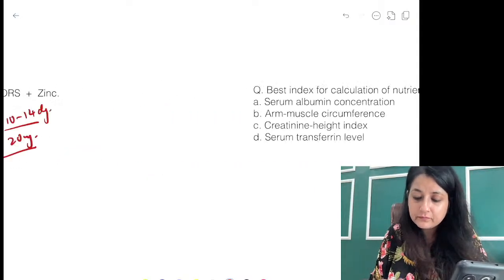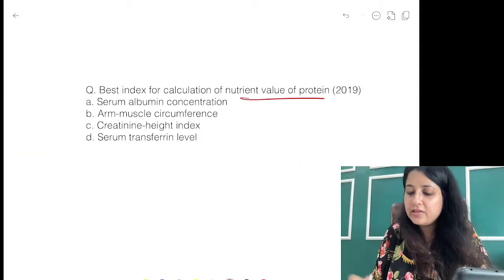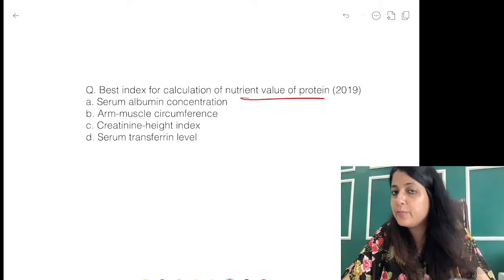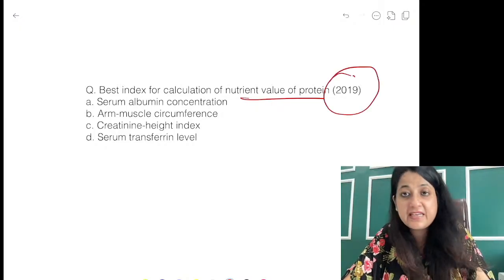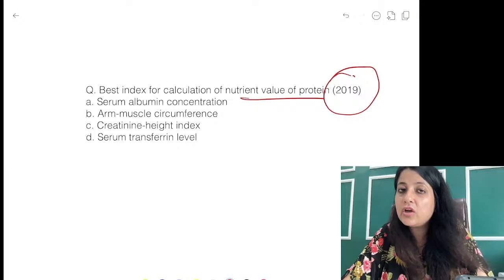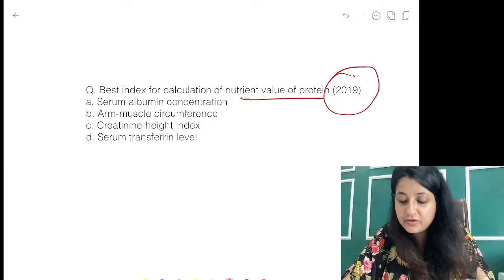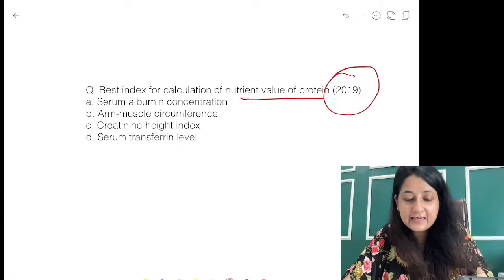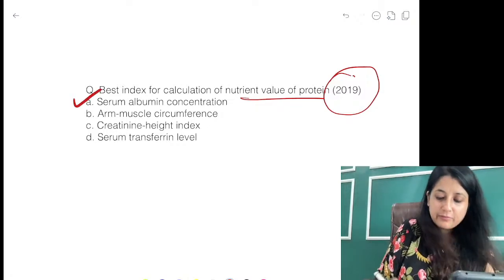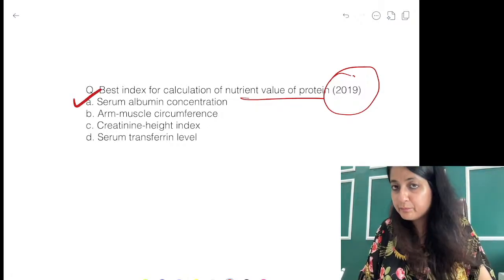Okay. Best index for calculation of nutrient value of a protein. Can you see the years? They are all old questions but they can come anytime, guys. Best index for calculation of nutrient value of protein. If I have to check for the nutrient value of protein, what am I going to look? Serum albumin concentration, arm muscle circumference, creatinine height index, serum transferrin level. Please remember albumin देखोगे, ठीक है.